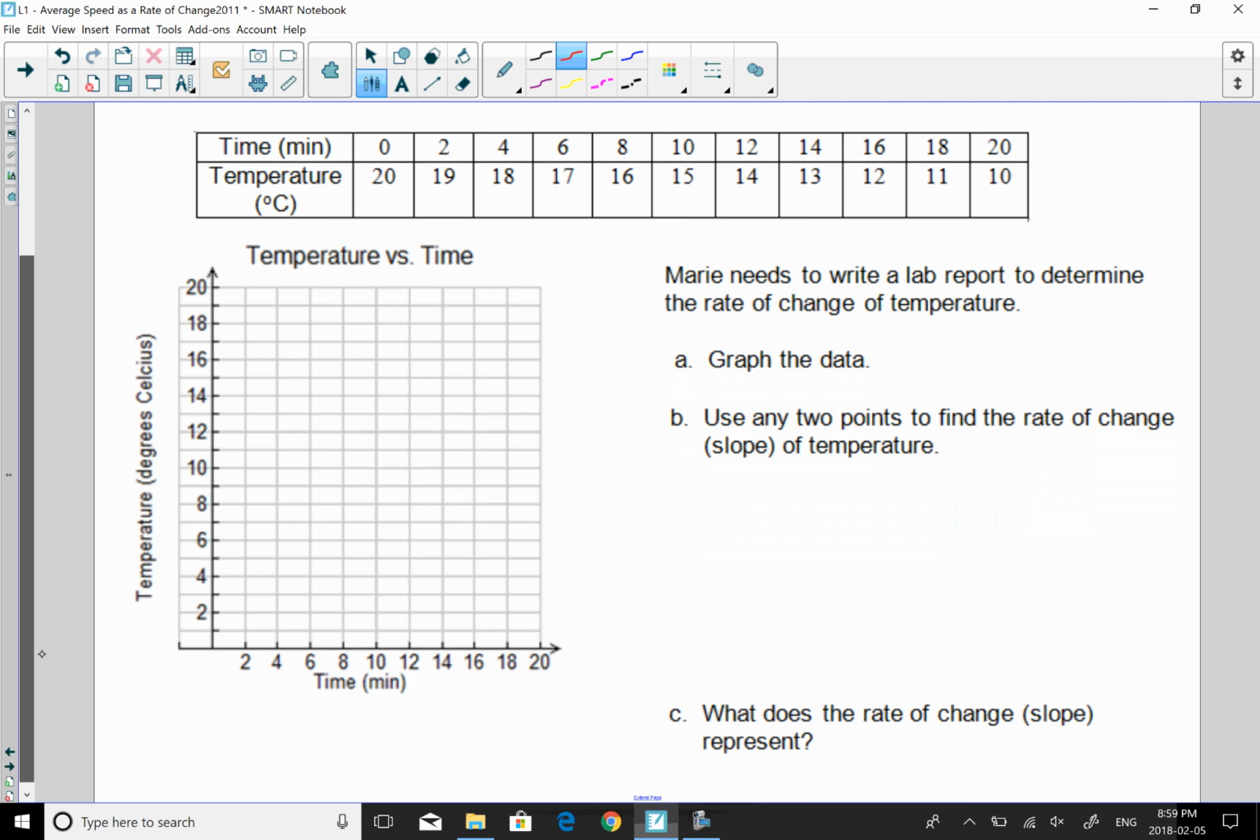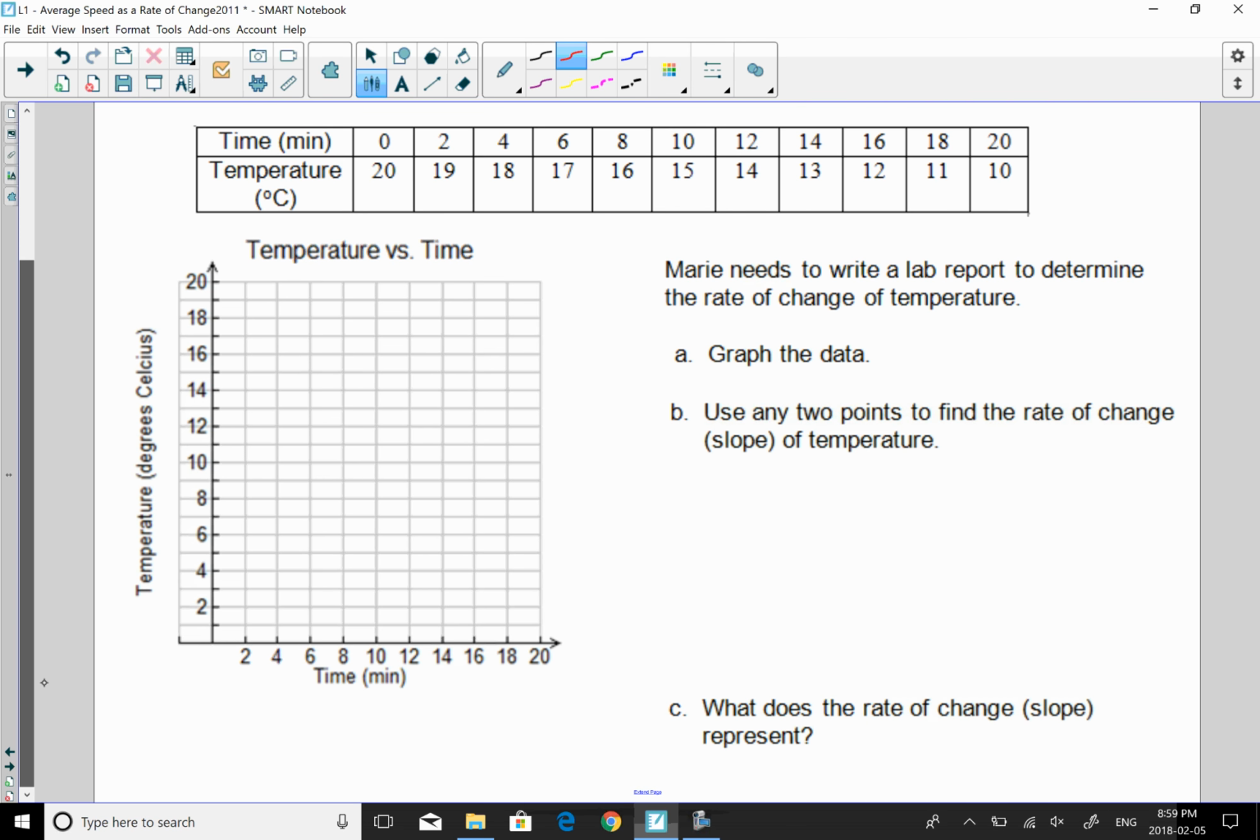So Mary needs to write a lab report to determine the rate of change of the temperature. We're going to graph the data, and we're going to use any 2 points to find the rate of change. So let's graph it. 0, 20, not 0, 0. Starts off at 20. And as time goes by, it gets colder. So every 2 minutes, it goes down 1 degree.